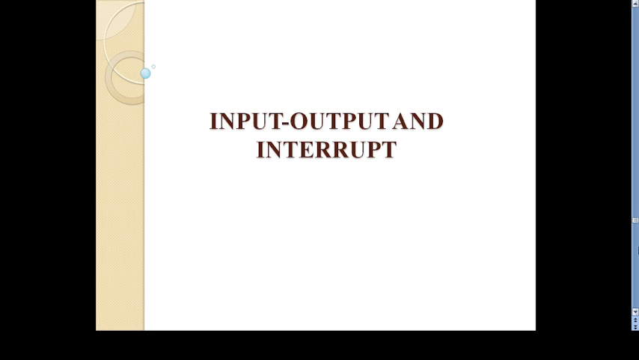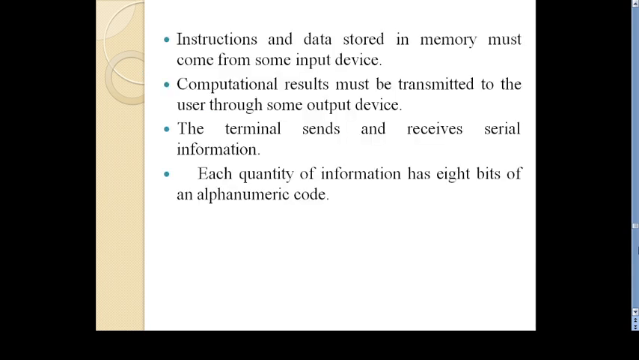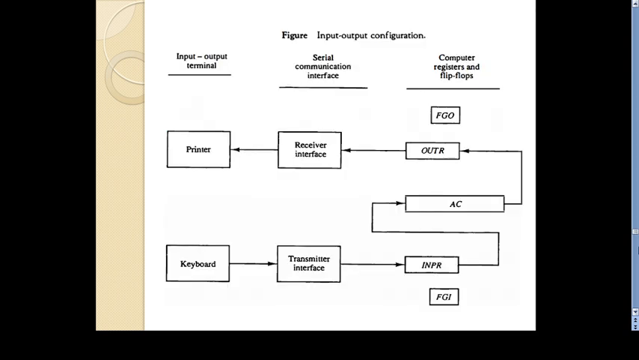Commercial computers include many types of input and output devices. So, the basic requirements for input and output communication will be discussed in input, output and interrupt. Instructions and data stored in memory must come from some input devices. So let us see the input output configuration.